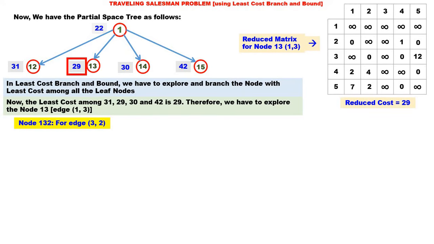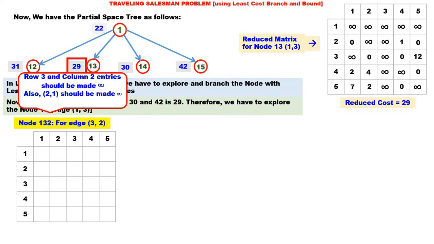Now, node 1, 3, 2. Yes, node 1, 3, 2. That is edge is 3, 2. Carefully understand. Even though the node is 1, 3, 2, edge is 3, 2. And when the edge is 3, 2, row number 3 and column number 2 entries should become infinity. 2 to 1 should become infinity. Yes. Now, row 3, yes, infinity. Column 2, infinity. Yes. 2, 1, infinity. Very good. Remaining values just copy down from the matrix.